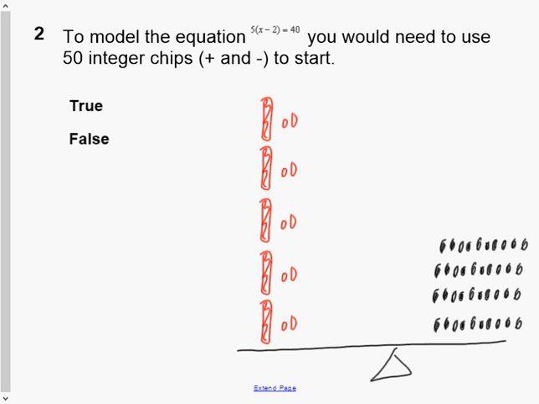But as you can see, if I was to model it, here I have 40. Here I have 10 more. So in total, I would need 50 integer chips to start, which means that's a true statement. I need 50 integer chips to draw the first part of this model.